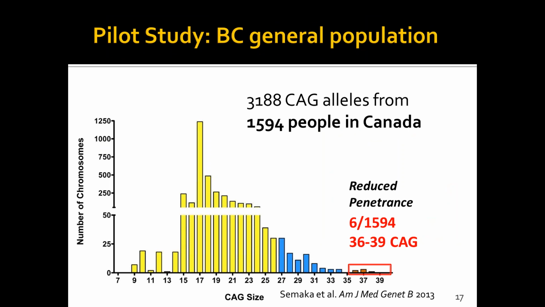I was involved in a pilot study that started this project, where we looked at repeats in British Columbia's general population here in Canada. This is what a typical distribution of repeat sizes, what we call alleles, in the general population would look like, where 17 is the most common one. But as you look at more and more individuals, you start to see more of these less common alleles. Out of about 1,600 people from Canada, we saw 6 reduced penetrance alleles.